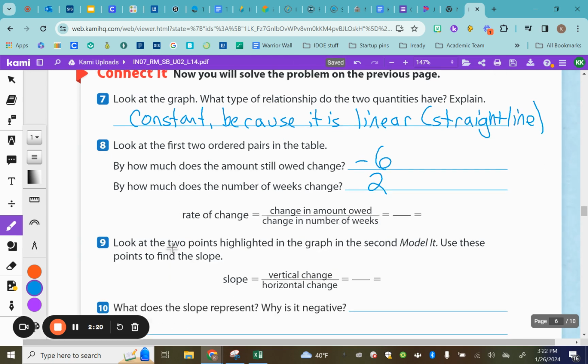So when we find slope, slope and rate of change are the exact same thing. It wants to know the change in the amounts that are owed. And so the amount that he owed was -$6 for 2 weeks. So he paid back $6 in 2 weeks, which will simplify to -3 over 1.